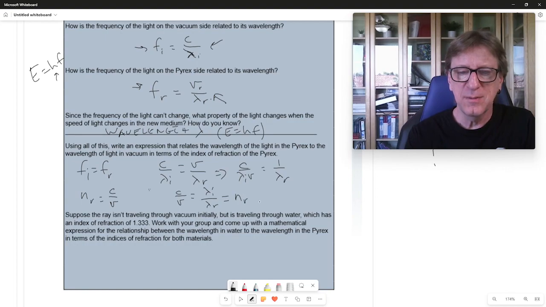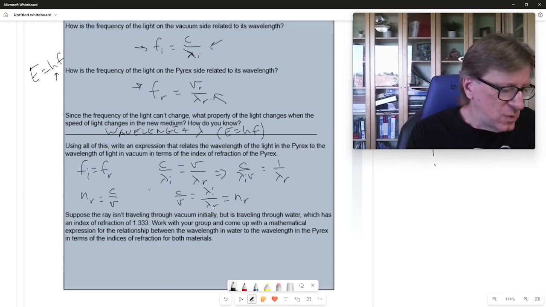So that's n_r. So the ratio of my wavelengths is also going to be my index of refraction. And that kind of makes sense if you think about it. If the wavelength is changing in proportion to the velocity, then sure, that makes a lot of sense.